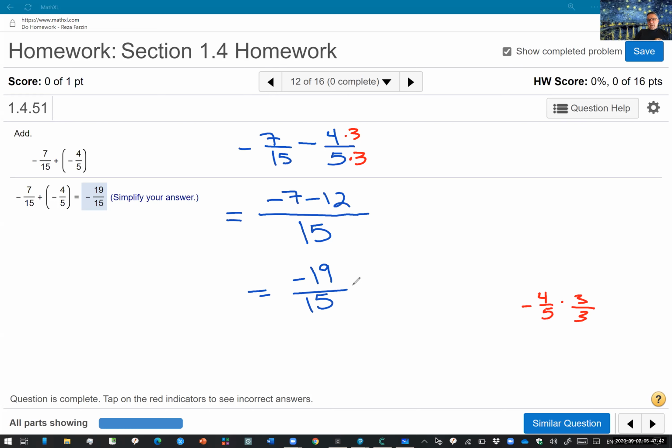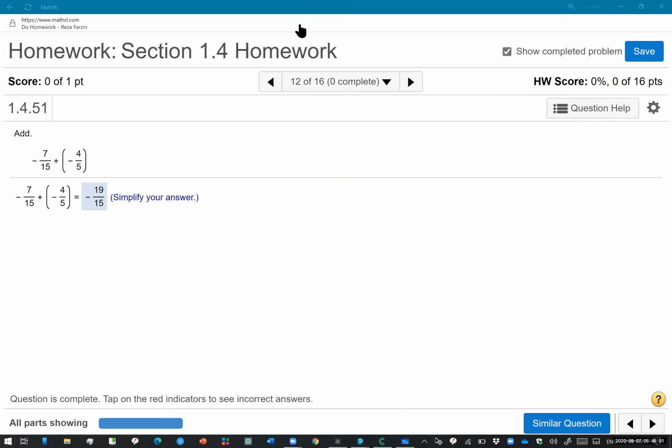Now, the best way to answer that is to actually put the negative on the side, then draw a fraction line right in line with the negative and then put the 19 over 15, like that. Is that clear then? Yes. All right, good.